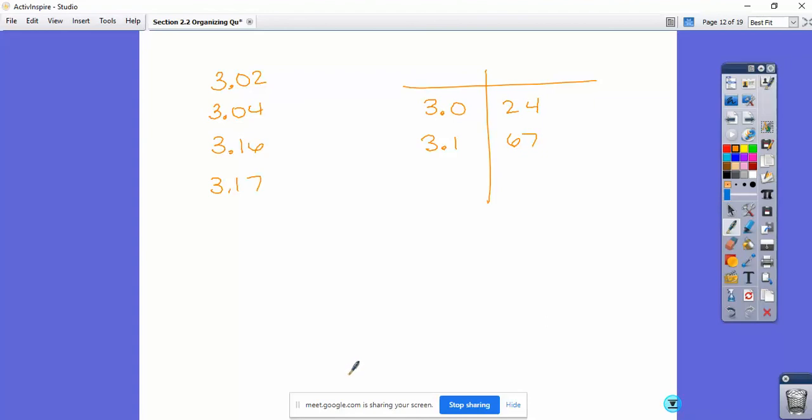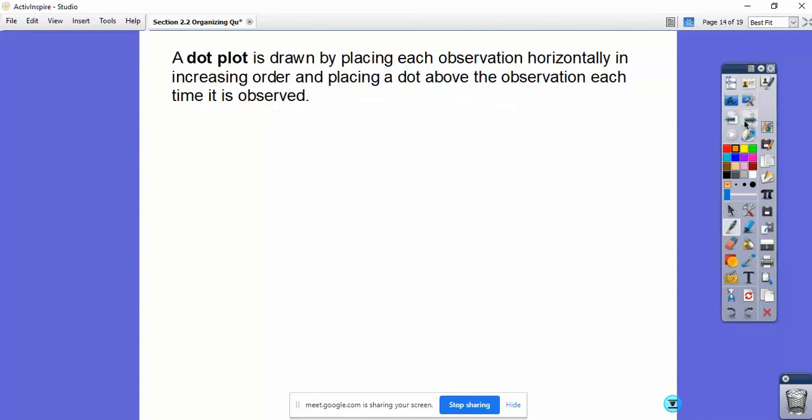We can also do a dot plot. Probably the last one I'll talk about today. In a dot plot, you put your observations horizontally in increasing order and put a dot for each time it's observed. I'll give you a second to jot that down.